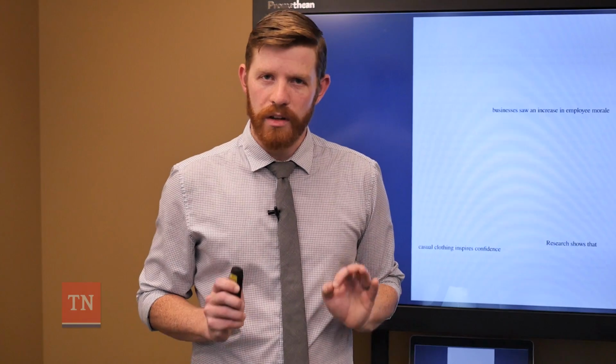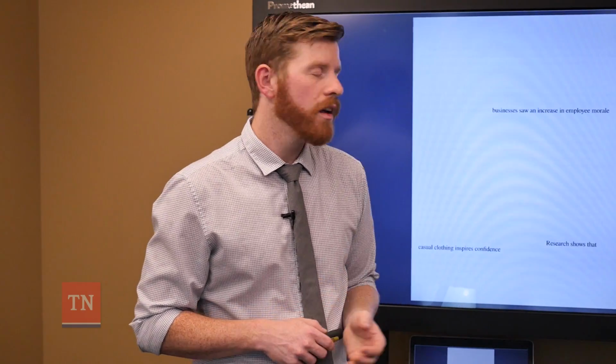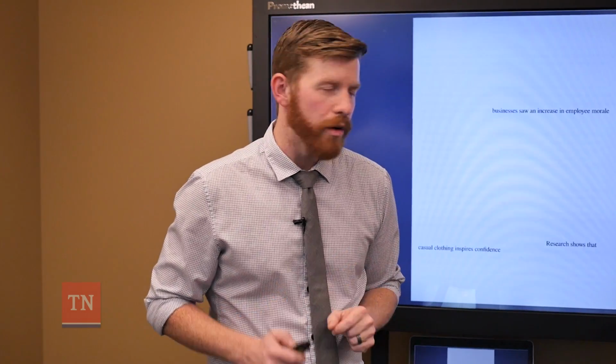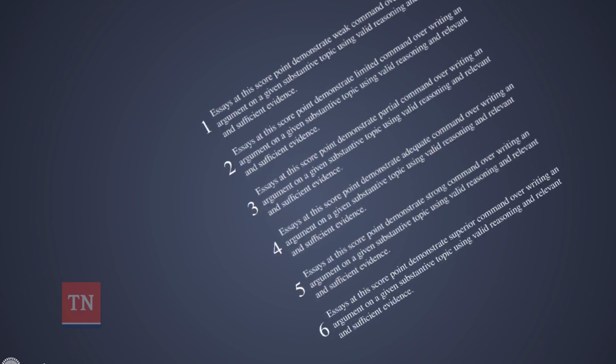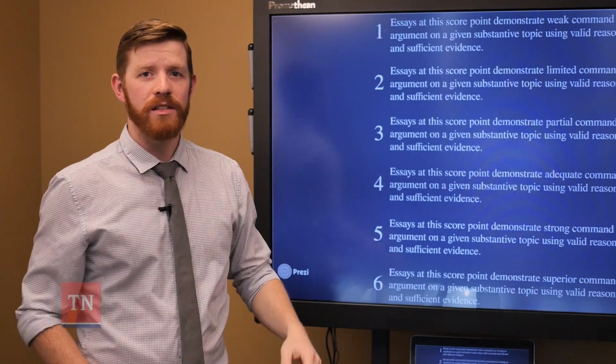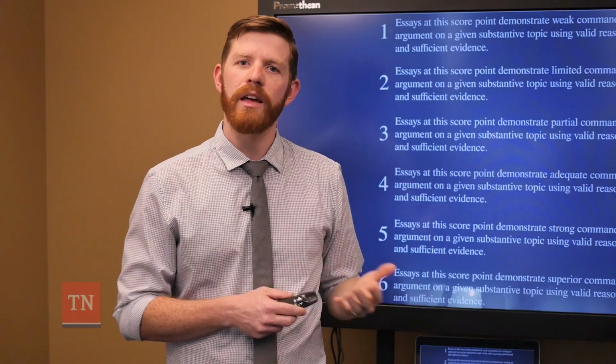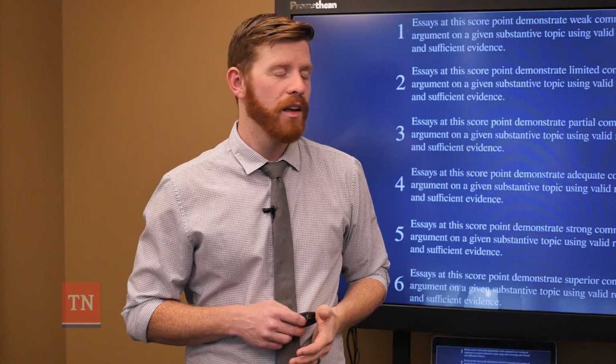So now that we've seen an example of what a really good argumentative essay for the HiSET exam looks like, let's talk about how this essay is going to be scored. So your essay is going to be scored on a scale of 1 through 6, with 6 being the highest score you can get and 1 being the lowest score that you can get.